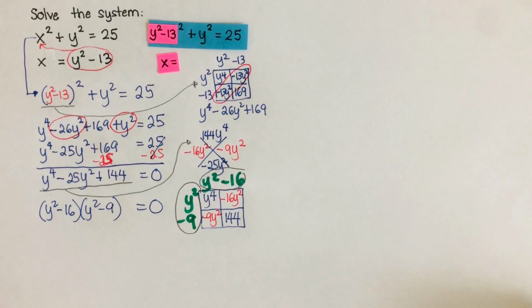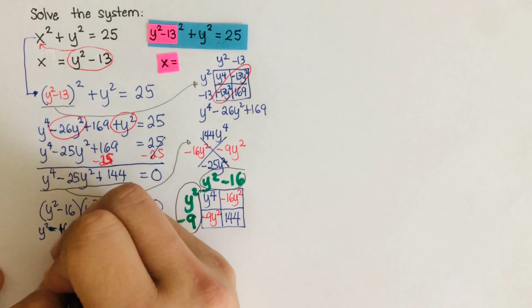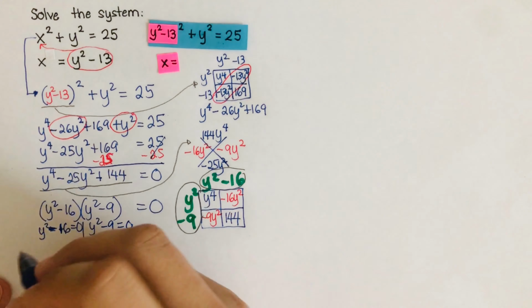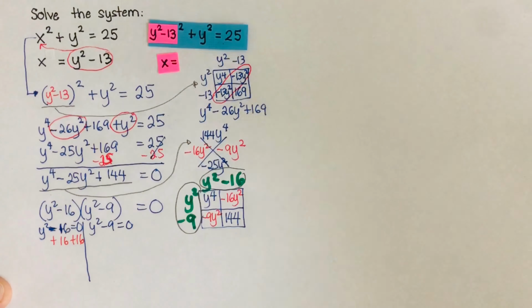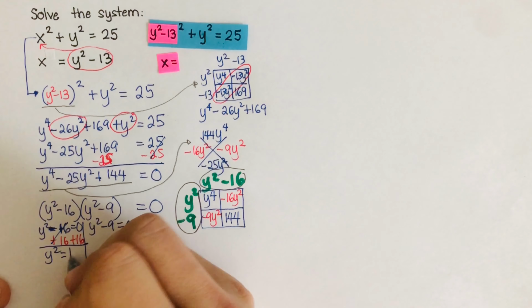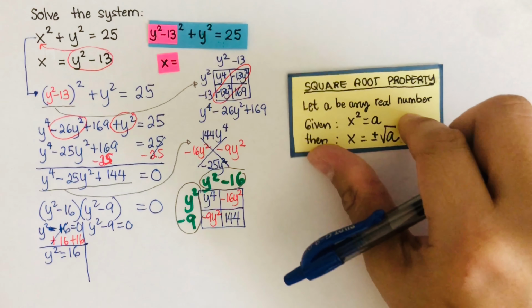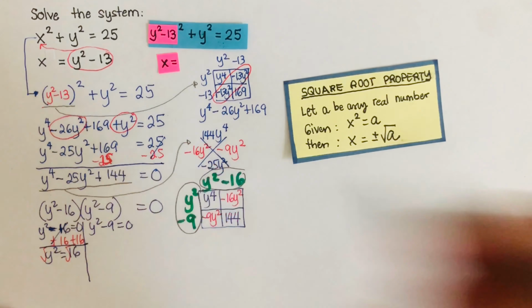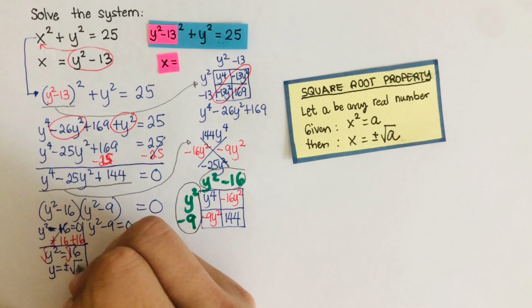So then from here, we can use the zero product property to solve for y. Y squared minus 16 equals 0, and y squared minus 9 equals 0. So then I'm going to add 16 to both sides, so plus 16 and plus 16. So then we are left with y squared is equal to positive 16. And we remember the square root property. So what we are going to do is square root both sides, so that we can go ahead and say that our y is actually plus minus square root of 16.